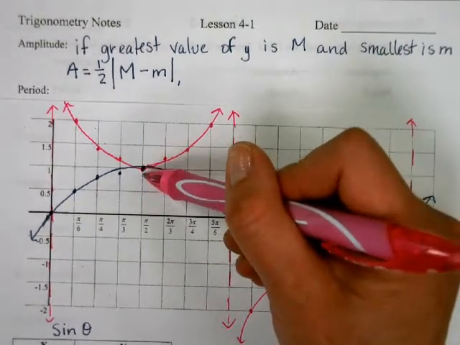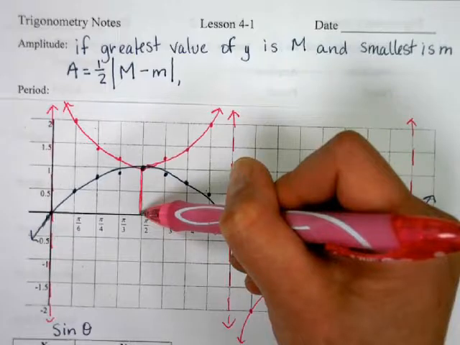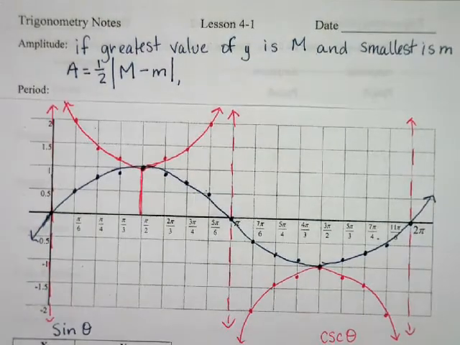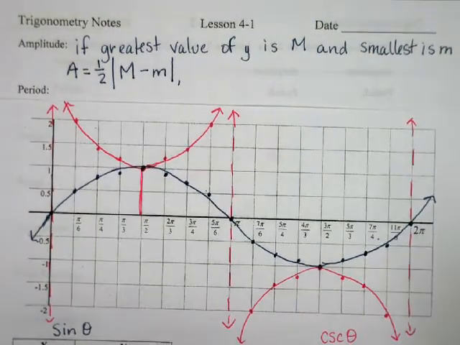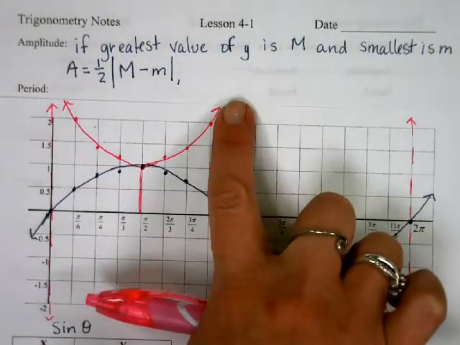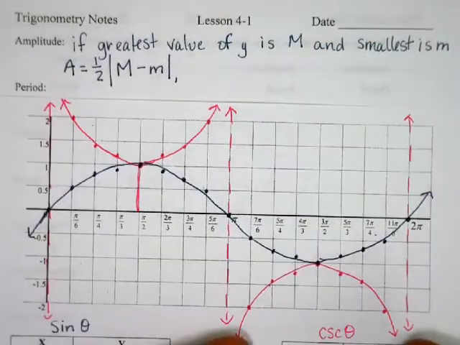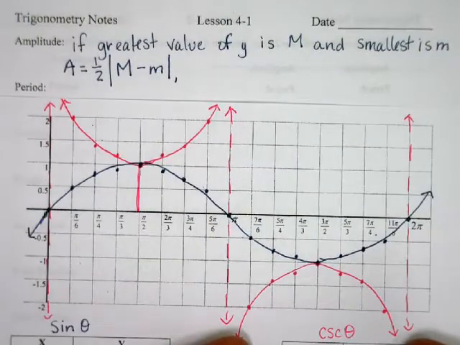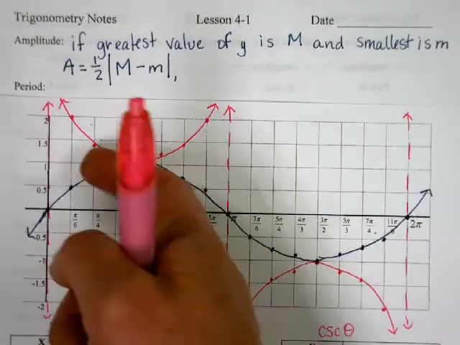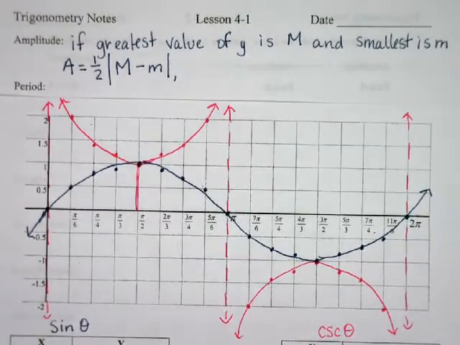Okay? Now, there's only 2 graphs that have an amplitude. Okay? Look at the pink graph there. That guy has no big value. It goes on forever and ever and ever. This guy has no small value. He goes on forever and ever and ever. So this guy doesn't have an amplitude. Cosecant doesn't have an amplitude because he doesn't have a true maximum or minimum value. Okay? So, the only 2 functions that have an amplitude are sine and cosine.